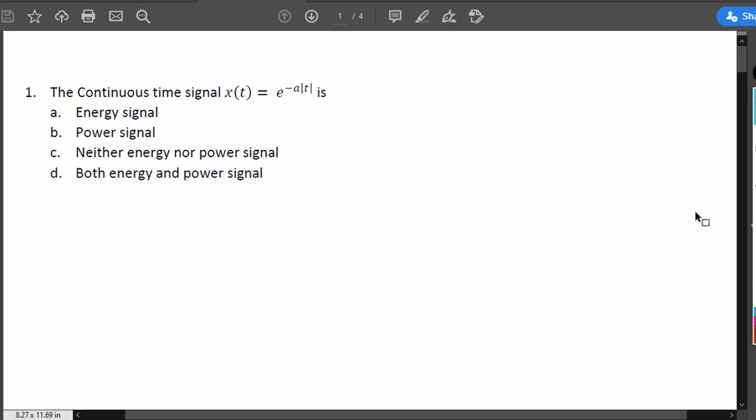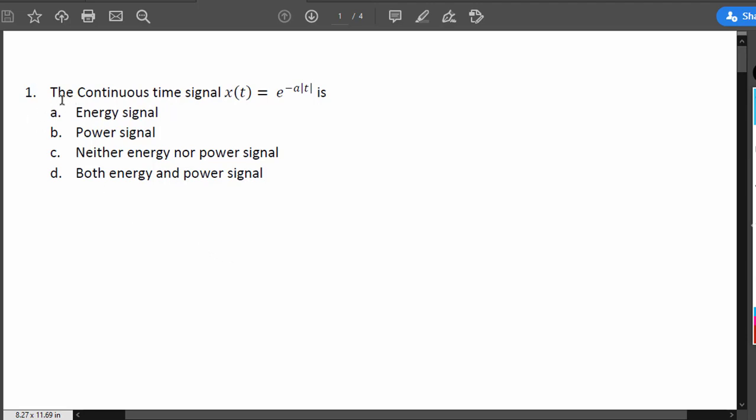Hello everyone, welcome back. In this third part of MCQ questions on signals and system, we'll be dealing with five questions related to energy and power signal. So without any delay, we'll start with the first question.